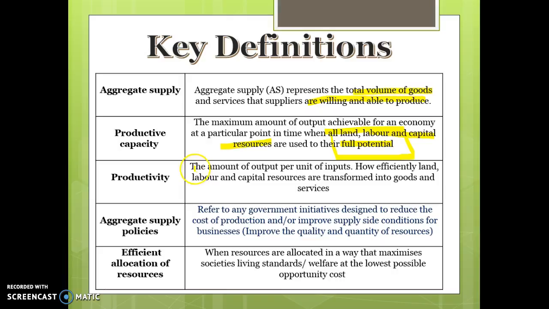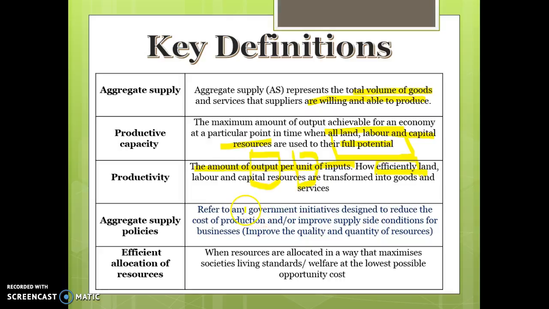Productivity, don't just define it as the amount of output per unit of input. It's a little bit too brief. Say that it's basically the amount of output per unit of input, which refers to how efficiently land, labour and capital resources are being transformed into goods and services. So it has to be a measure of something against something else. If you're making robots, the amount of robots per labour hour would be labour productivity, and the amount of robots per machine hour would be capital productivity. But output per unit of input, how efficiently land, labour and capital resources are converted into goods and services.